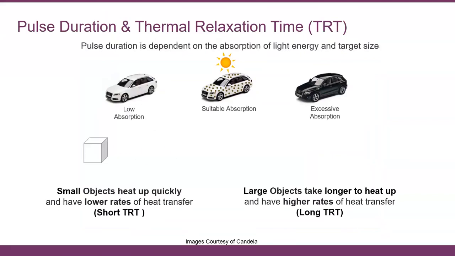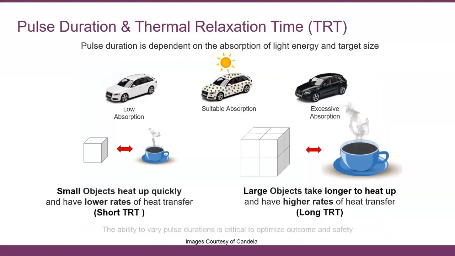Pulse duration and what we call thermal relaxation time. I think the simplest way to look at this is if you have small targets, so very small vessels with a small diameter, we're going to use a short pulse. As those vessels get larger and that diameter increases, we then need to start increasing the pulse duration in order to heat that larger volume of blood to a high enough temperature to actually coagulate it.